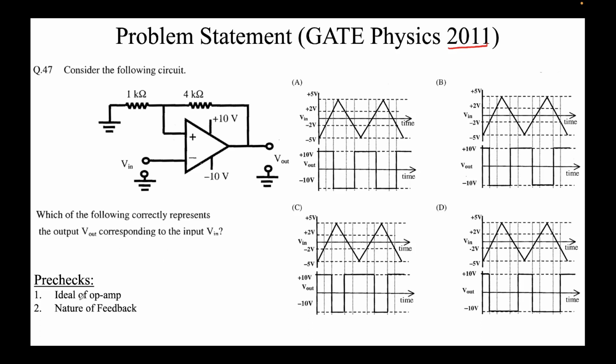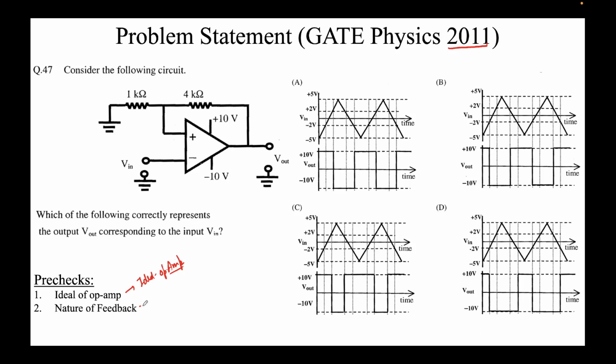So first we talk about the ideality of op-amp. The question is silent about it, so we'll just assume that this is an ideal op-amp. What this would mean is that we'll assume that the input impedance is high, infinity, and the output impedance is low, and other related things.